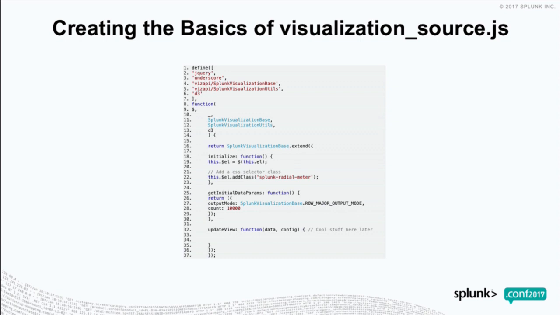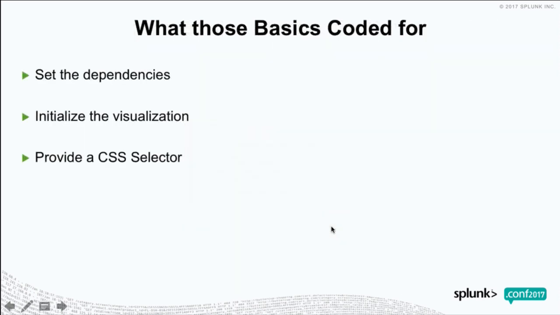Creating the basics of our visualization source, don't worry, I will give you a link for all of this code in GitHub. But what we're going to do here is, right now this is before we've talked about the update view down here, but we're setting up our dependencies, we're initializing the visualization, and we're also providing ourselves a CSS selector.